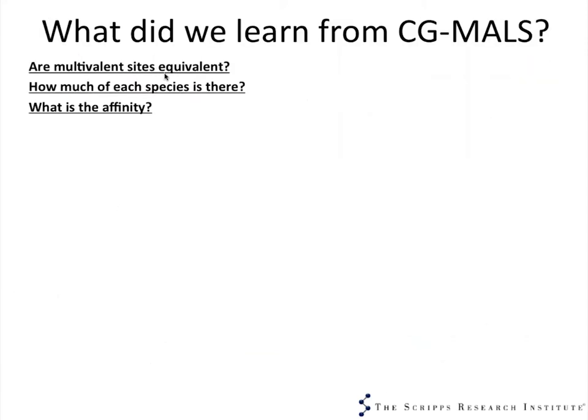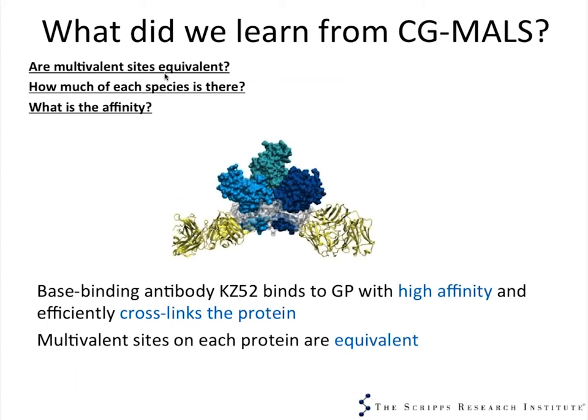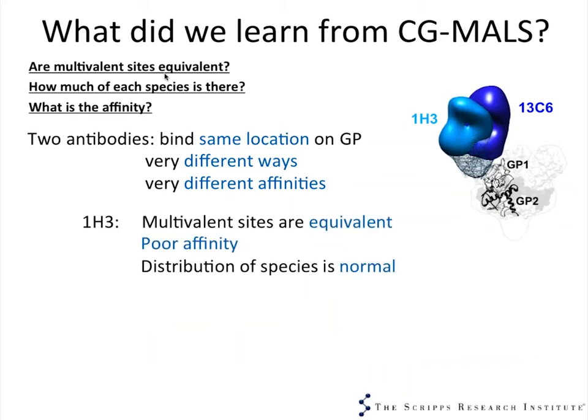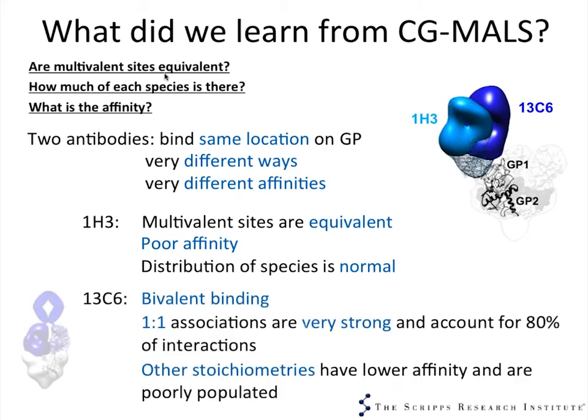So what did we learn from CG-MALS? For the KZ52 antibody, we learned that it binds to GP with high affinity, it very efficiently cross-links the protein, and that the multivalent sites on each protein are equivalent. We also saw that for these two antibodies that bind in the same location on the GP, they do so in very different ways with very different affinities. So for 1H3, the multivalent sites are equivalent. However, they bind to the GP with quite poor affinity. However, the distribution of species is normal.